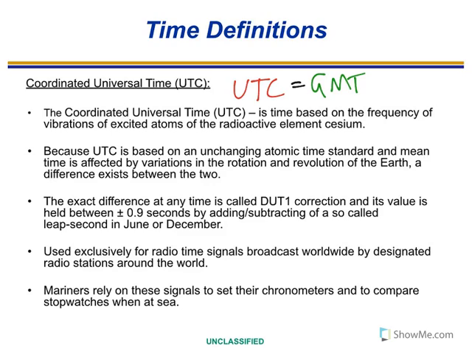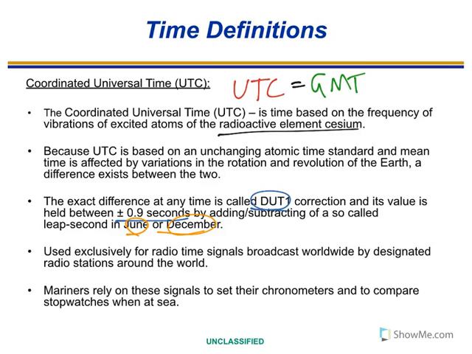It depends how fast the atoms of the radioactive element cesium are moving, so that's way beyond our level. If you're a physics major, that's probably interesting to you, but for us as navigators, it's the same because the difference between the two, DUT1, will be no more than a second. Basically, the U.S. Naval Observatory will reset the atomic clock in either June or December with that leap second, and you won't even know about it. The GPS time you get will just be updated and it will be transparent to you.